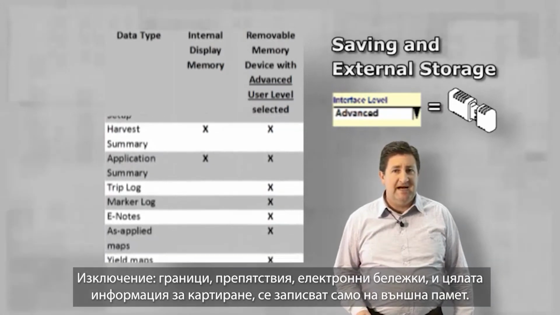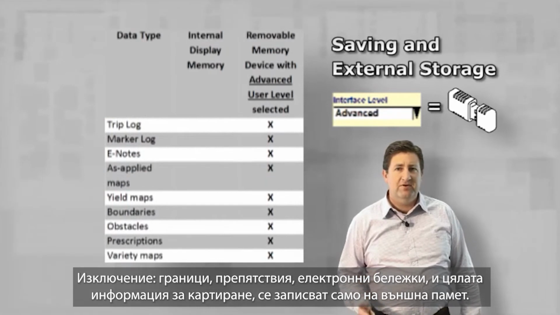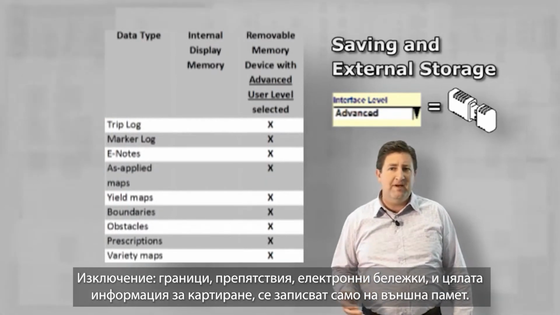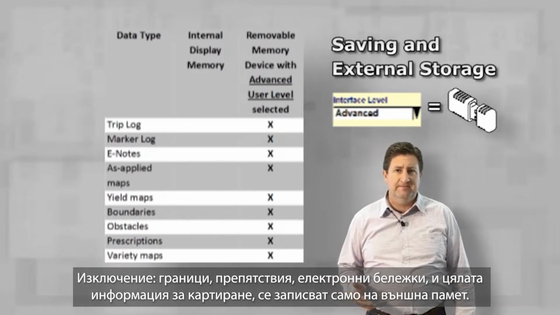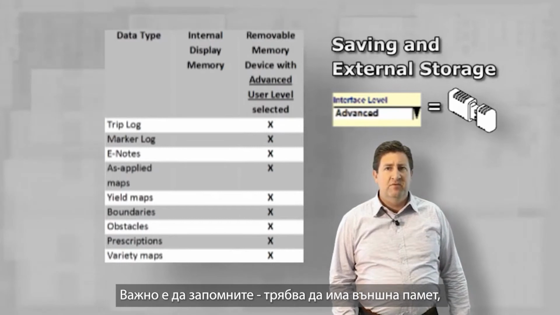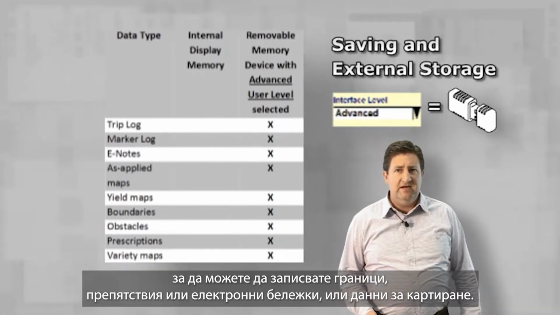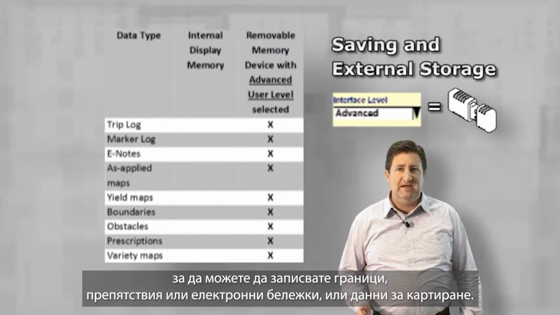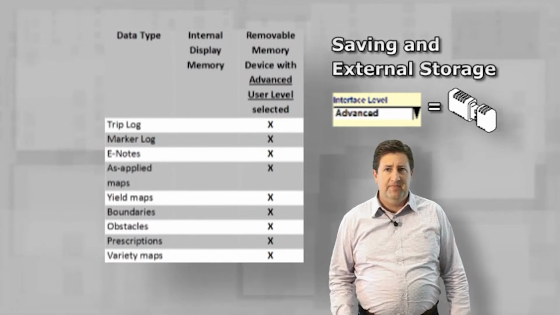The exceptions are that boundaries, obstacles, trip logs, e-notes and all mapping data can only be saved to the removable storage. This is important to remember, that we must have the removable storage connected for it to be possible to record a boundary or obstacles, or to make e-notes or record mapping data, for example.